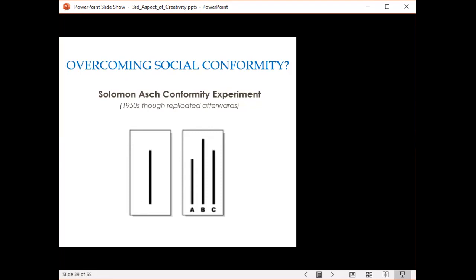Okay, so after several rounds, they get to another set of images. Here's a single line. Here's a set of three lines. Which line in the set matches the height of the first one? The first person says A. And you're like, A? What do you mean, A? Next person, A. And then A, and then A, and then A, and then it gets to you. And you're like, what in the world is everybody talking about? What do you mean, A?